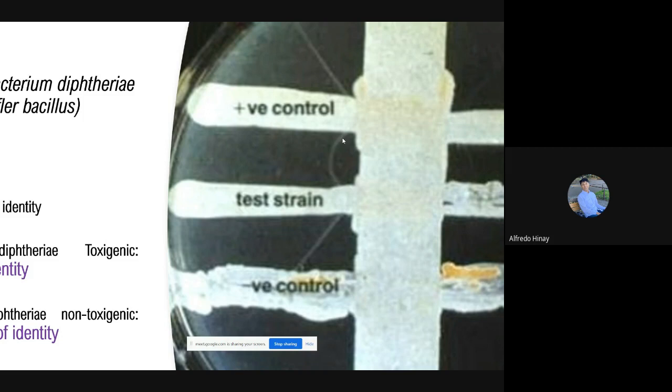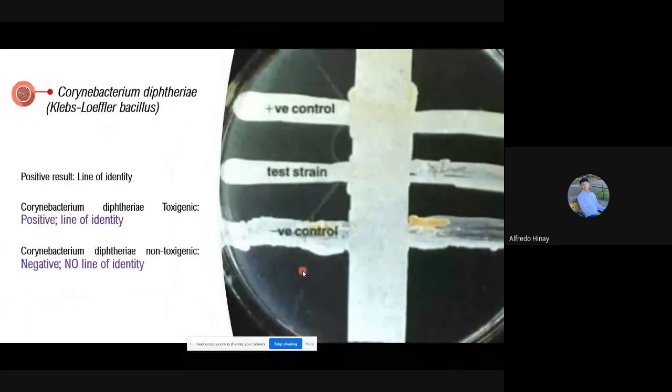Of course, di ba, ang test strain naman natin, meron siyang antigen, toxin here. Pero yung negative control, wala kasi siyang toxin, di ba? Kaya wala siyang pattern of identity. Okay? So, with the test, nagkakaroon tayo ng positive line of identity and negative no line of identity. The principle of your Elek test always falls under your precipitation test. And you know that one, I believe, in your immunology. Kaya mas madali na lang nyo siyang naiintindihan.